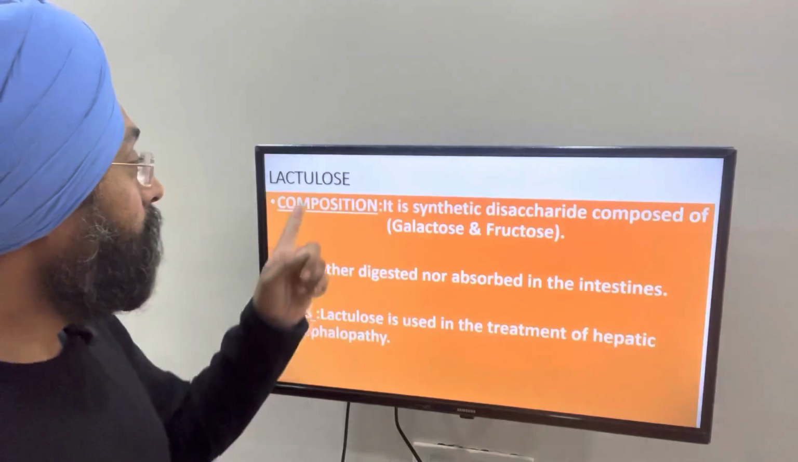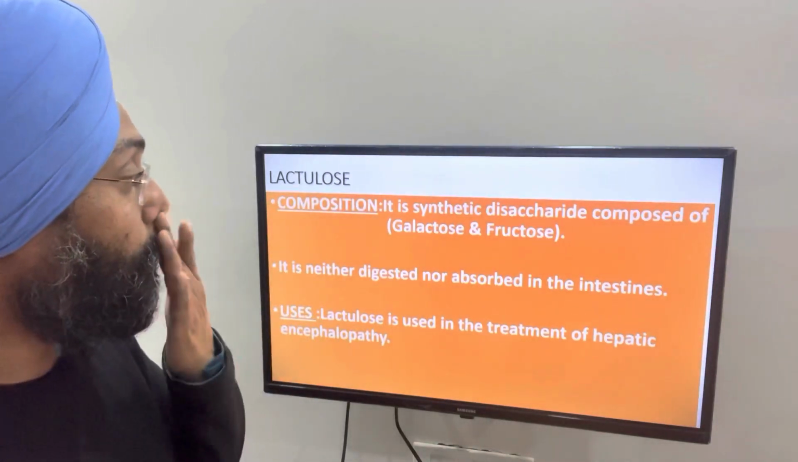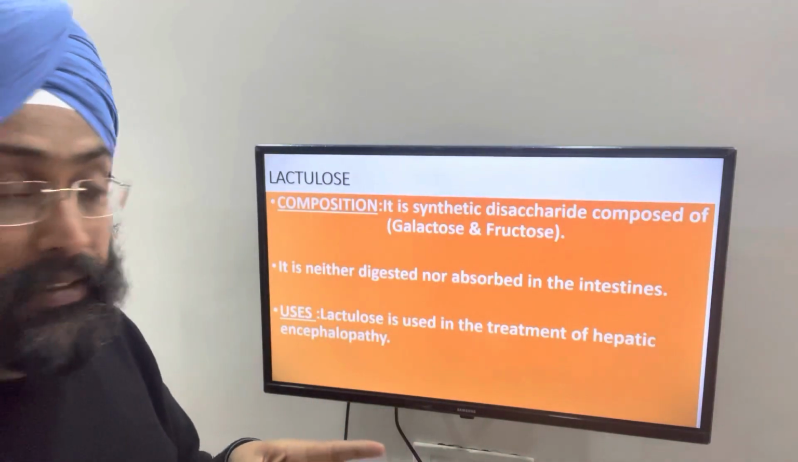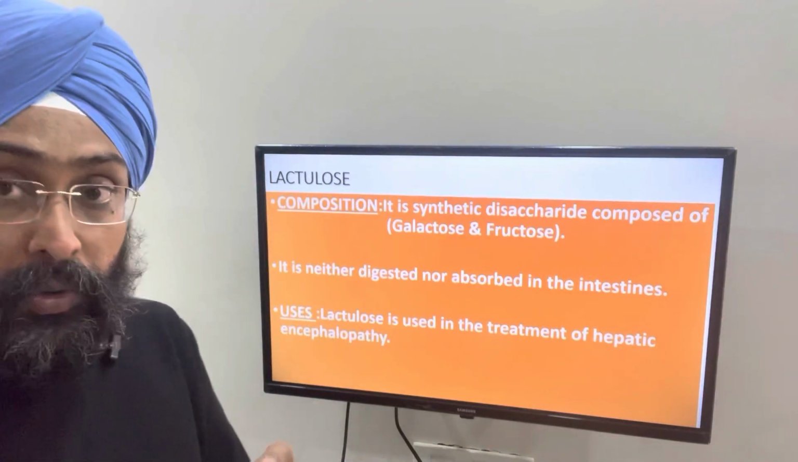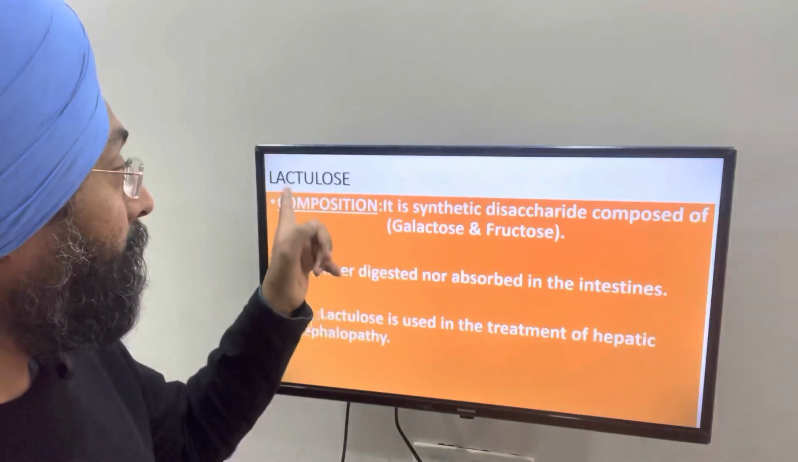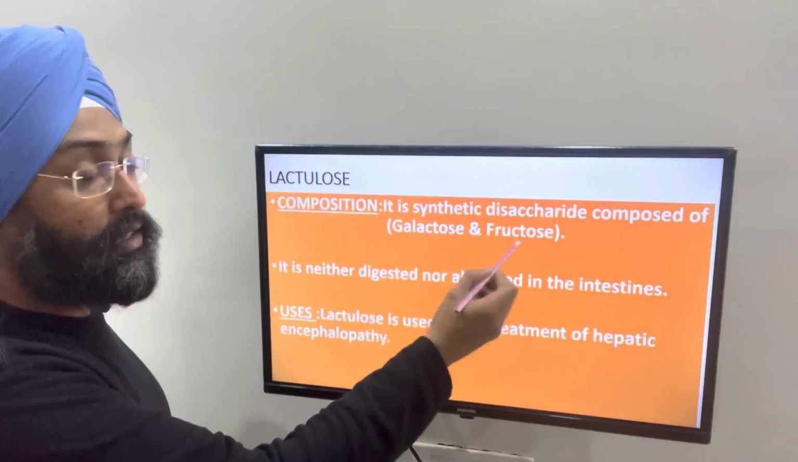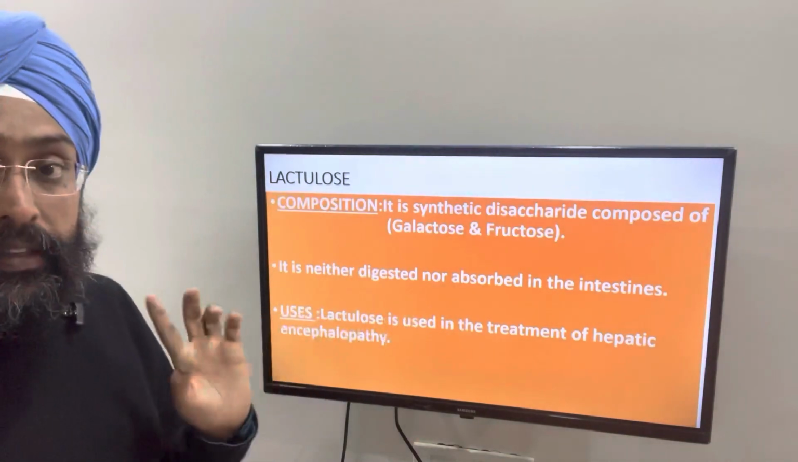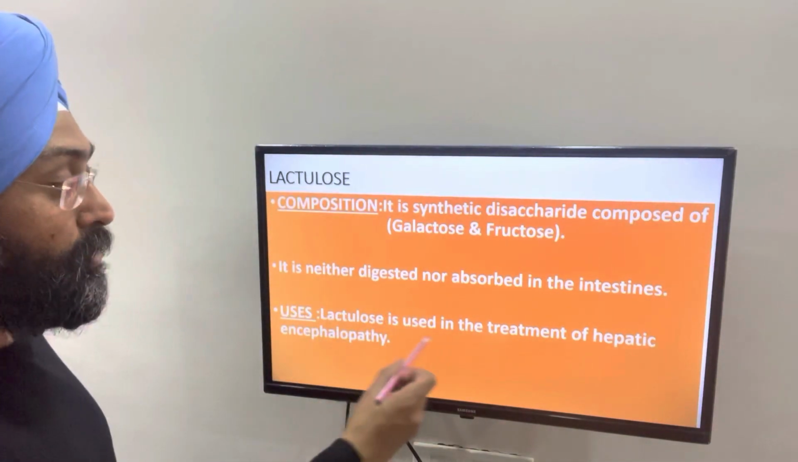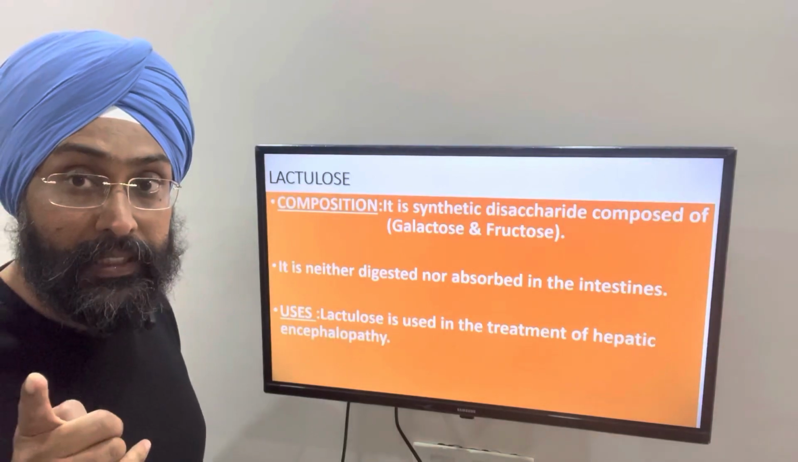Now coming on to lactulose, right? The code is GNF. It is a disaccharide. The difference between lactose and lactulose is that lactose contains glucose and galactose, but in case of lactulose, we have galactose and fructose. It is neither digested nor absorbed in intestines. What are the uses? It is used in treatment of hepatic encephalopathy.